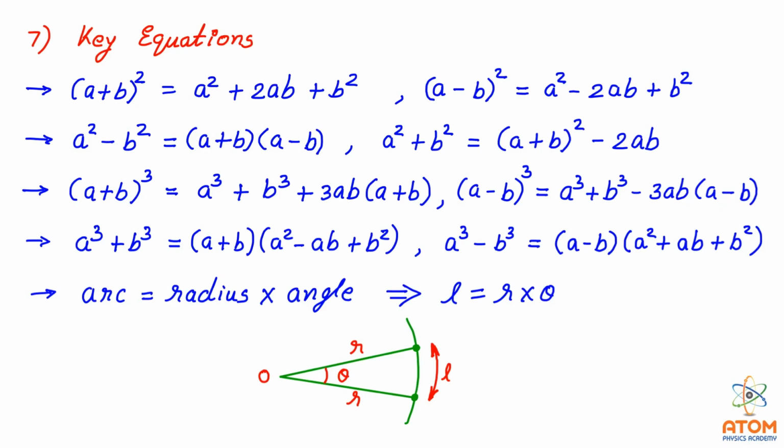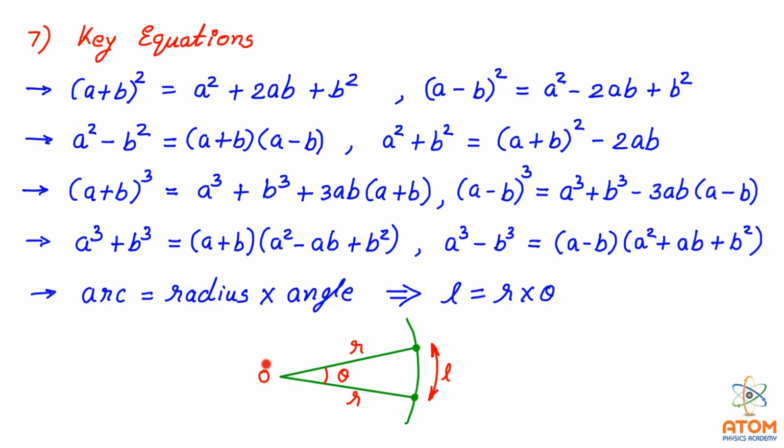Then a cube plus b cube is a plus b into bracket a square minus ab plus b square. And the same way a cube minus b cube is equal to a minus b into bracket a square plus ab plus b square.